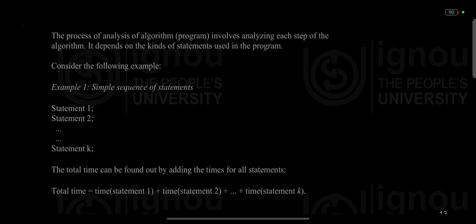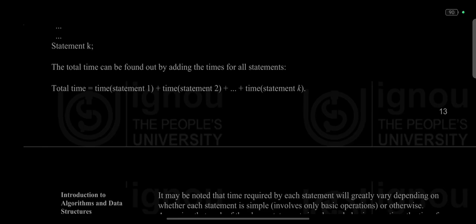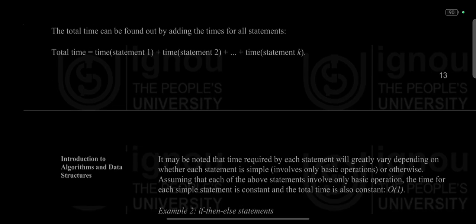The process of analysis of an algorithm or program involves analyzing each step of the algorithm. It depends on the kinds of statements used in the program. Consider the following example. Example 1, simple sequence of statements: statement 1, statement 2, statement k. The total time can be found out by adding the times for all statements. Total time is equal to time of statement 1 plus time of statement 2 plus time of statement k.